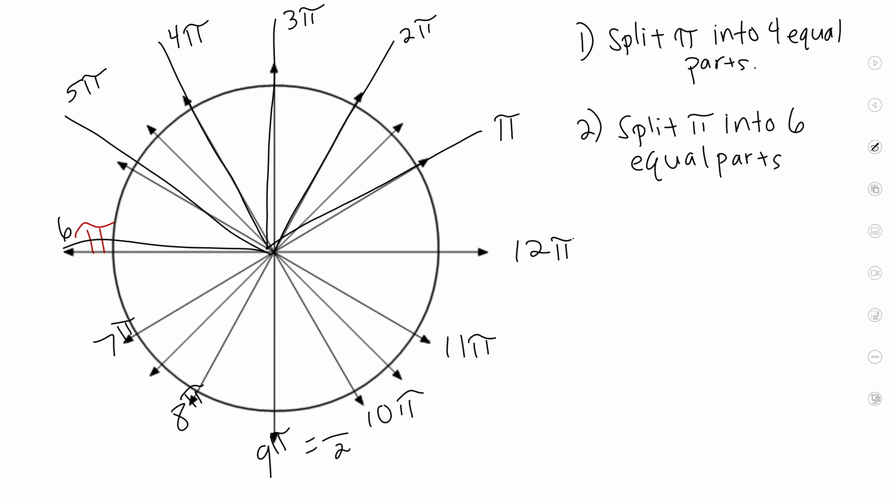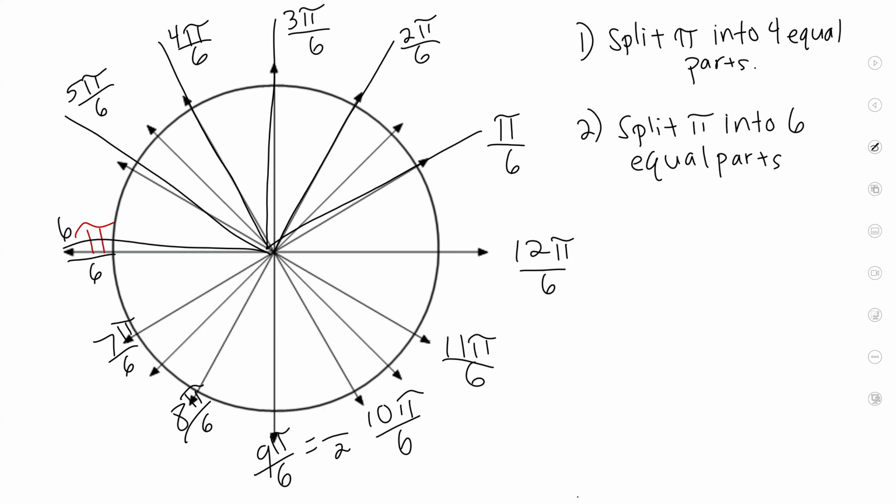Okay, and we split it into 6 equal parts, so we're dividing everything by 6. And now just go through and simplify. This is obviously going to be 2 pi. This can stay the same. This will be pi over 3. This will simplify to pi over 2. This will simplify, divide both by 2.